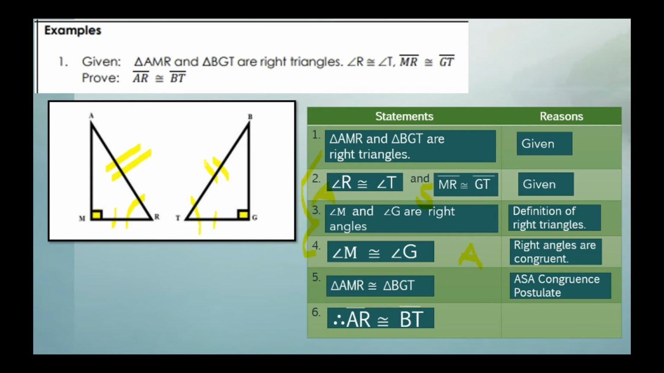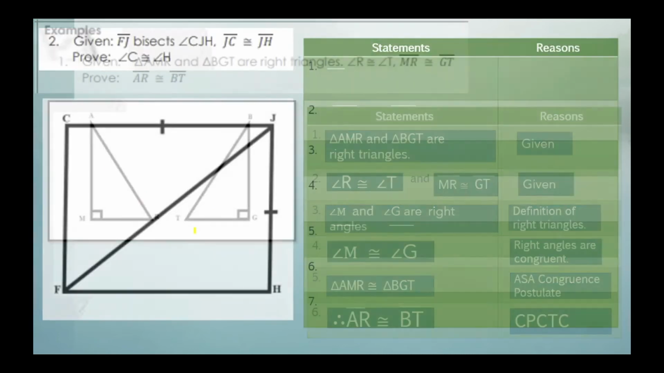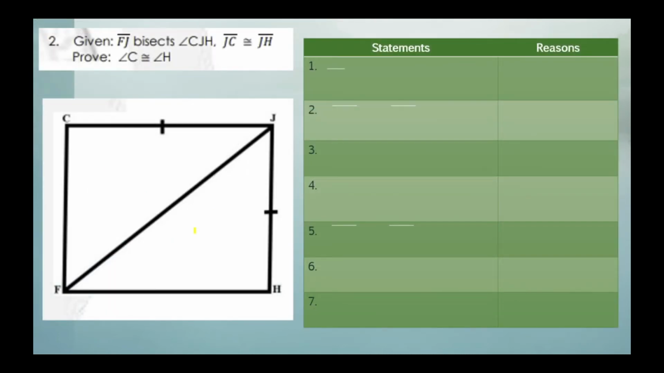Why? Dito na papasok ang CPCTC or corresponding parts of congruent triangles are congruent. So, bakit siya naging CPCTC? Kasi na-prove na natin sa statement number 5 na yung dalawang triangle ay congruent. Kaya, yung mga natitira pang parts nito ay congruent na din. That is CPCTC. Okay? Let us have another example para mas clear, mas malinaw sa inyo.